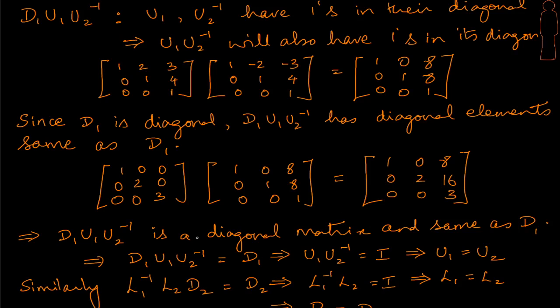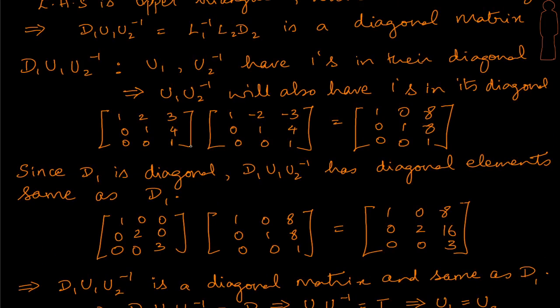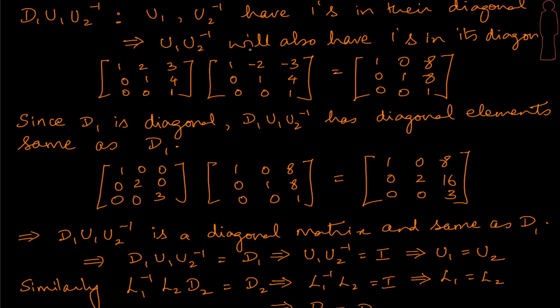Similarly, look at the second product here. We had L1 inverse L2 D2. Now we could apply the same logic and talk about L1 inverse L2 being a lower triangular matrix with ones on its diagonal, and the product having ones on its diagonal. The product times this diagonal matrix will always have the diagonal elements from D2. We know the entire product is diagonal, and it's got elements from D2, which makes it equal to D2. And what does this tell us? L1 inverse L2 has got to be identity. If that's identity, L1 has to be same as L2.